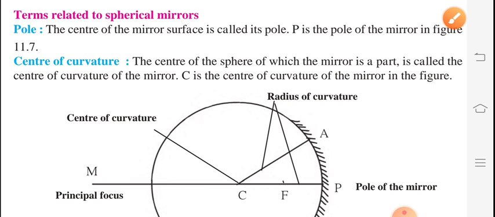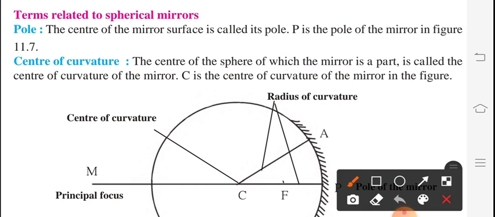So as per these mirrors, we have a few terms related to spherical mirrors. All these terms we use for drawing ray diagrams and all. First of all, the first term is pole. The center of the mirror surface is called its pole. P is the pole of the mirror in the figure.